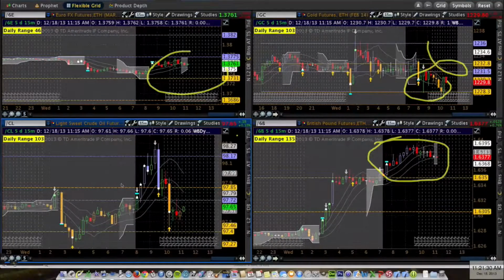Exactly as I said would happen, if you were patient and you waited for it to pierce up through the ceiling or the roof profit pivot line, the ceiling started to invert a little bit, and the floor got above the ceiling. If you would have gone short on either one of these, on this bar here, or even this bar here, you would have done quite well.